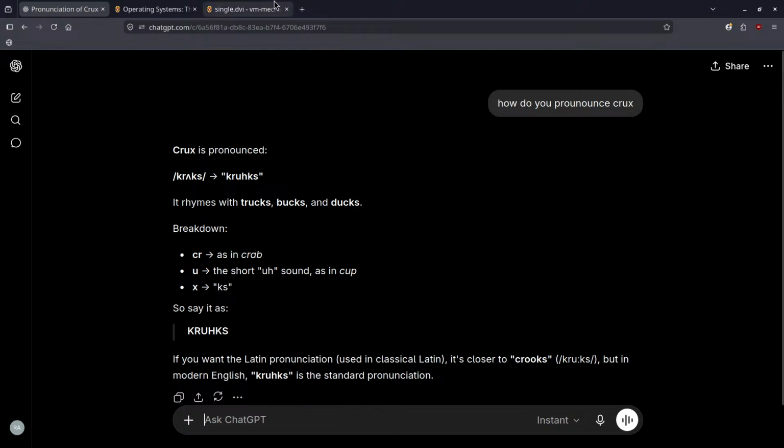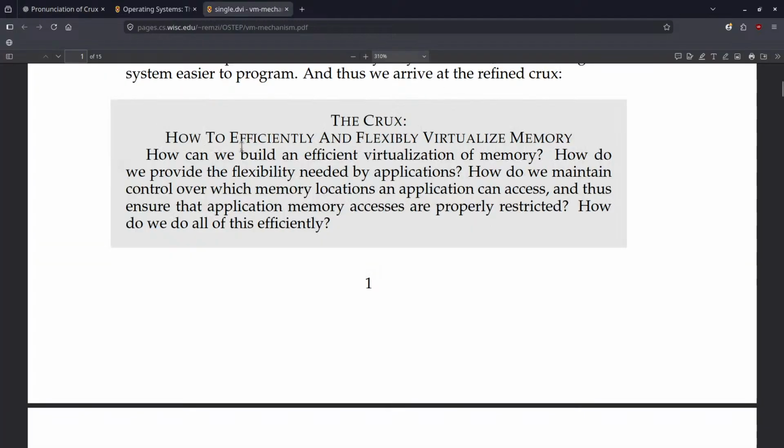Okay. So the crux: how to efficiently and flexibly virtualize memory. How can we build an efficient virtualization of memory? How do we provide the flexibility needed by applications? How do we maintain control over which memory locations an application can access? Of course, ensure that the application memory accesses are properly restricted. How do we do all of this efficiently?